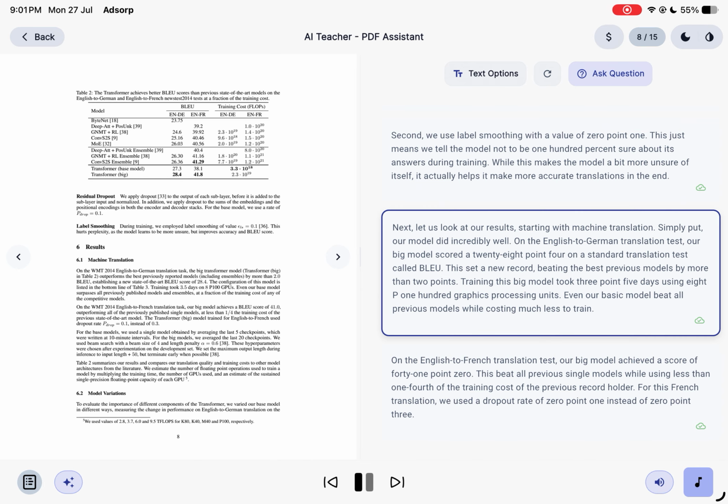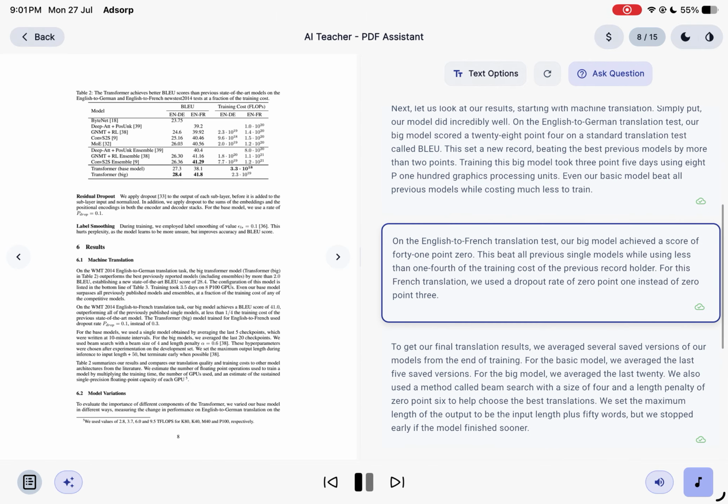Simply put, our model did incredibly well. On the English to German translation test, our big model scored a 28.4 on a standard translation test called BLEU. This set a new record, beating the best previous models by more than 2 points. Training this big model took 3.5 days using 8 P100 graphics processing units. Even our basic model beat all previous models while costing much less to train.